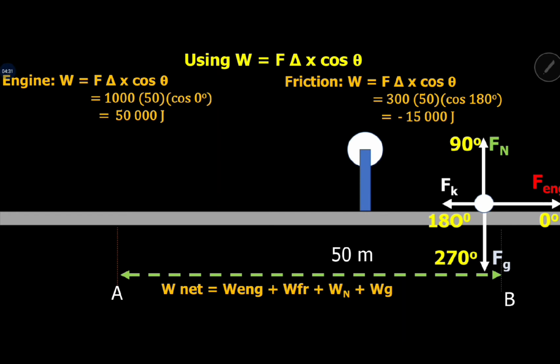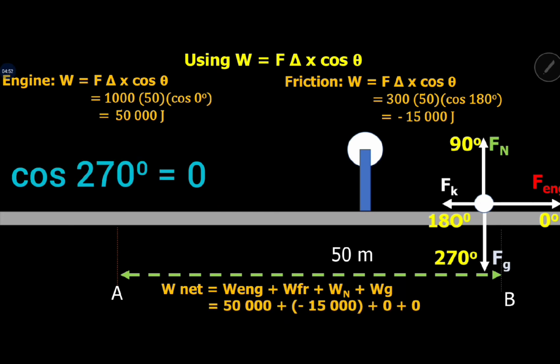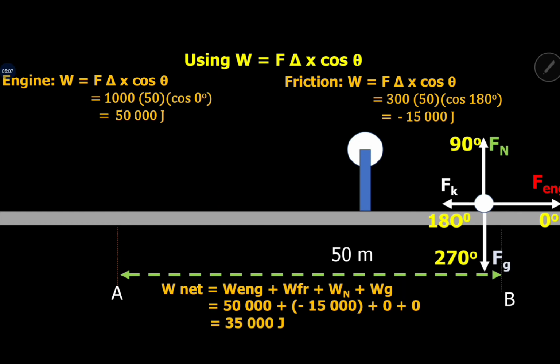When you look at the normal force and the gravitational force, there's something interesting about them. They act perpendicular to the direction of motion. What is the cos of 90 degrees? 0. The cos of 270 degrees? Also 0. Therefore, we can say the work done by the normal force is 0, and the work done by the gravitational force is also 0. So the net work done is going to be a sum of the 50,000 and the negative 15,000 to give me a positive 35,000 joules. So in this case, the object gains 35,000 joules of energy.